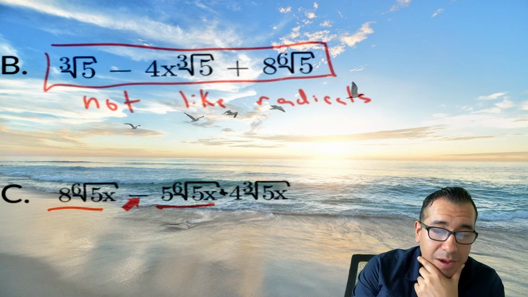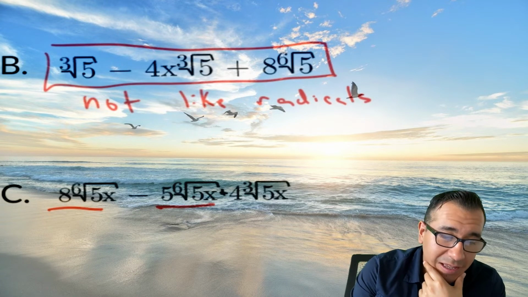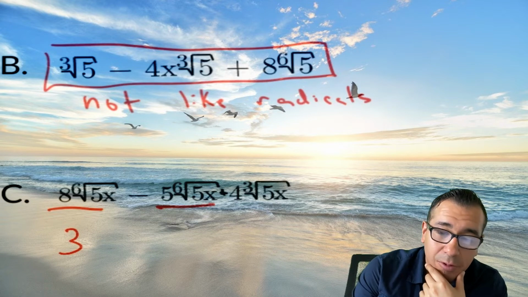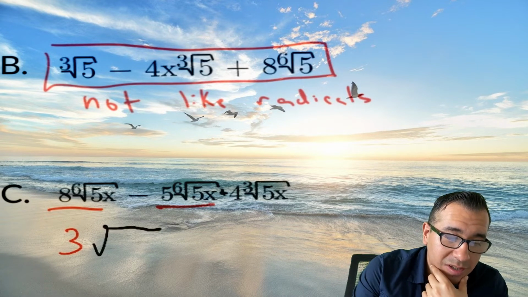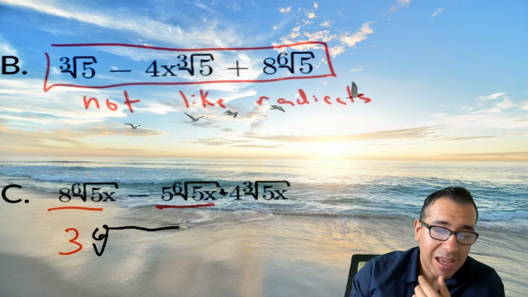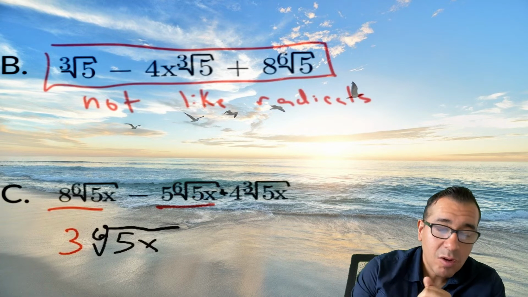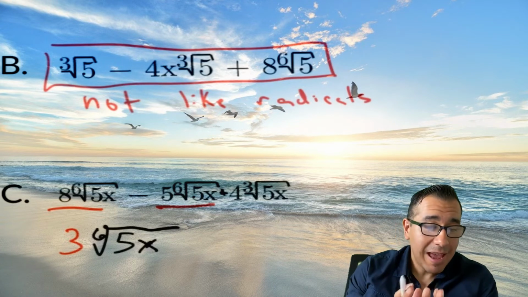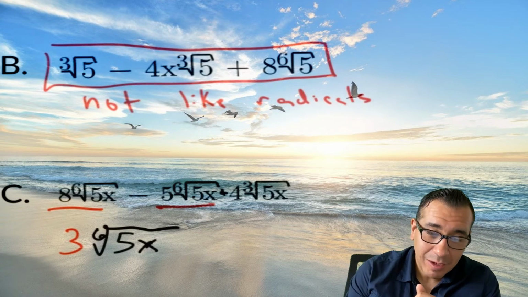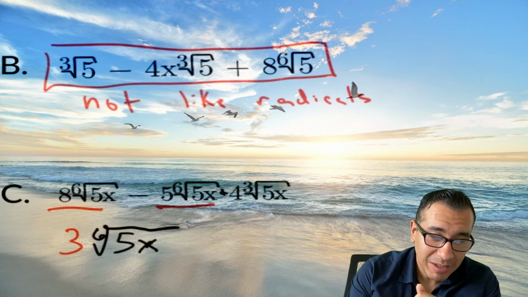So 8 minus 5, that gives me 3. And remember, the radical is going to stay exactly the same. It's going to have the same index, which was 6, and then the same radicand, which is just what's on the inside. So that stays exactly the same. All right, so those two, we combine them, and that's what we got.